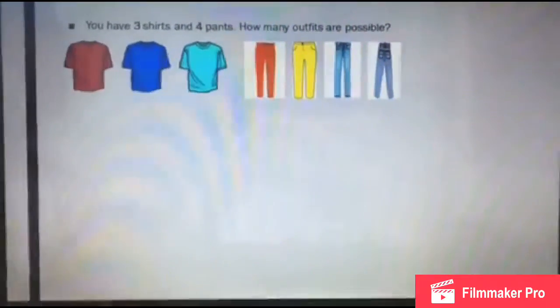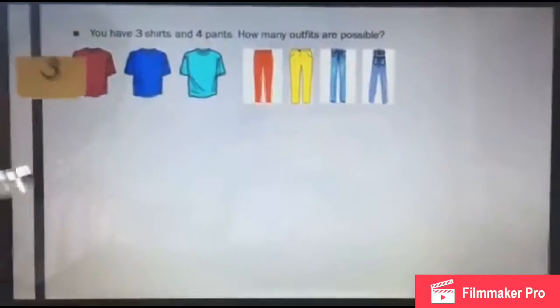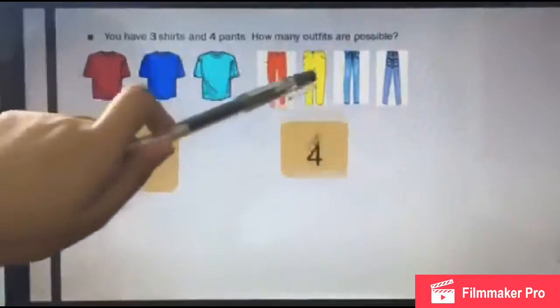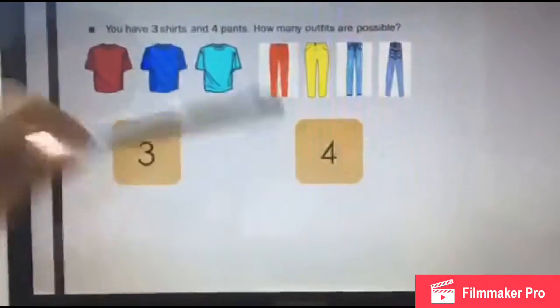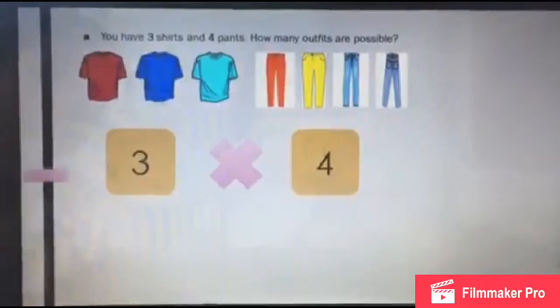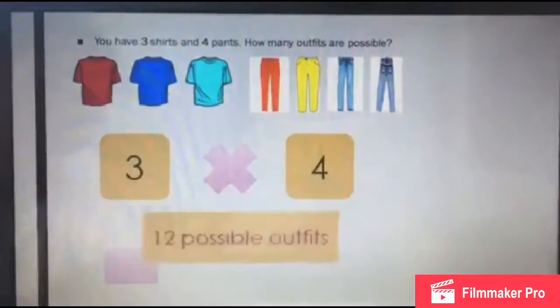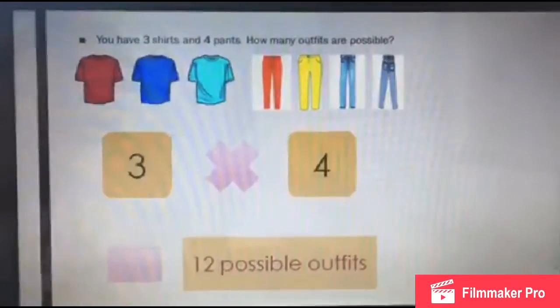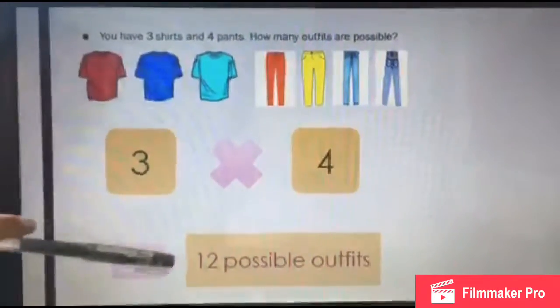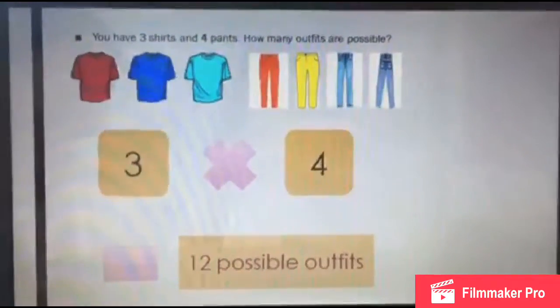So the next example, you have 3 shirts and 4 pants. How many outfits are possible? So we have 1, 2, 3, 3 shirts, and 1, 2, 3, 4 pants. So 3 multiplied by 4 is equal to 12 possible outfits because we multiply the 3 shirts and the 4 pants. So we got 12 possible outfits.